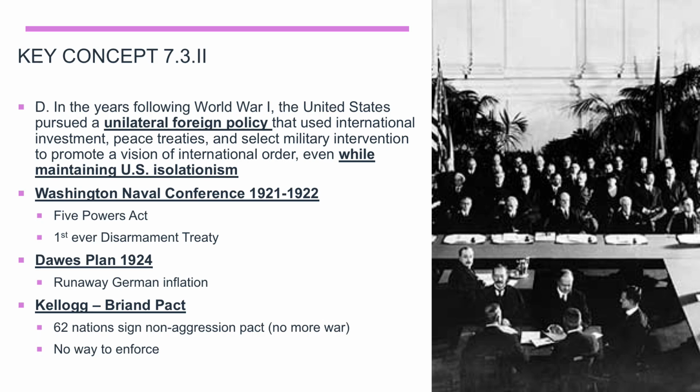There it is right there in the concept. I'm reading it right there. While maintaining U.S. isolationism. So you got this Washington Naval Conference happens in 1921 and 1922, also known as the Five Power Acts. It is the first ever disarmament treaty basically in history of the world. Now what I want you to do is look up what exactly were they agreeing to stop building or building less of.